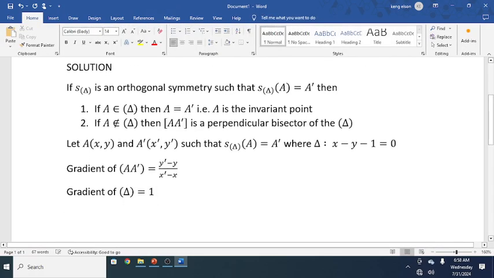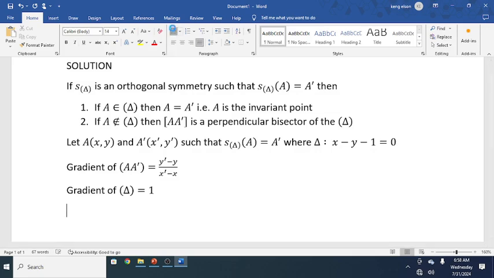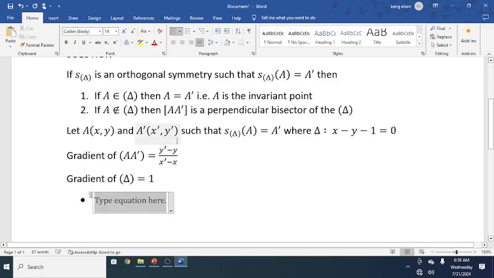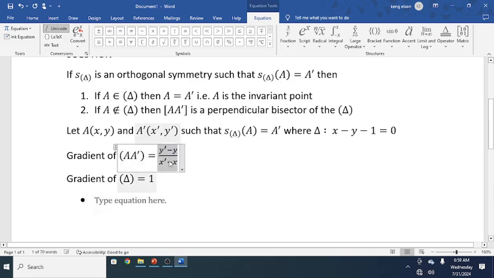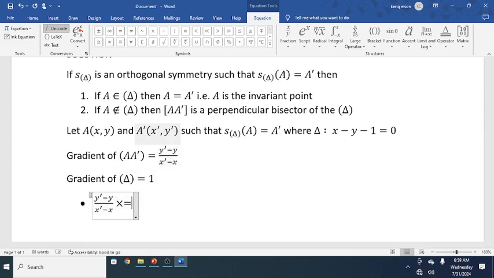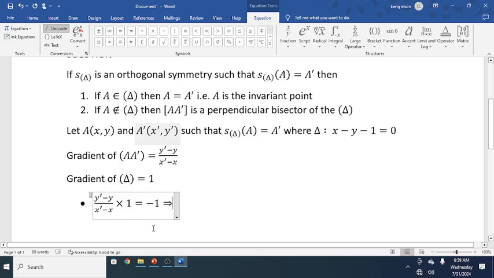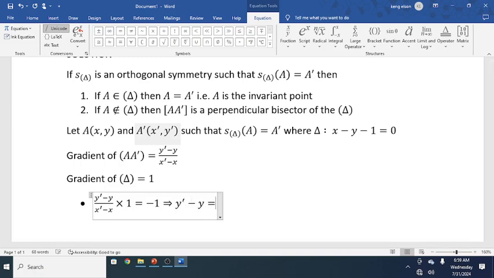So first things first, we have that the product of the two gradients is equal to -1. So this times 1 is equal to -1, which just means that one numerator is the negative of the other, so y prime minus y is equal to negative of x prime minus x. I can call this equation 1.